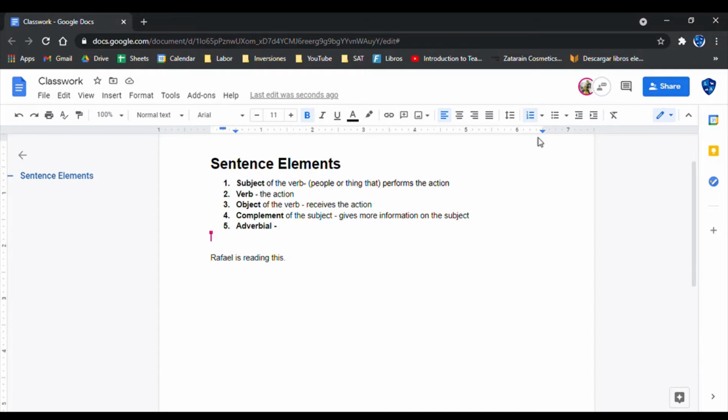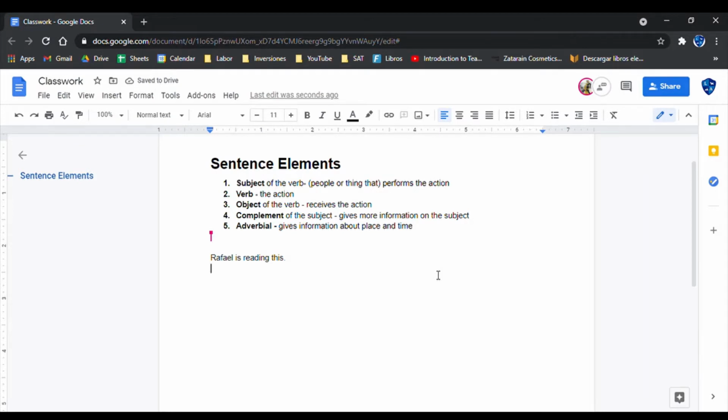Okay, the adverbial, we're going to say gives information about place and time. Do you remember from my class, or how do you know? Yeah, I remember you. Remind me.